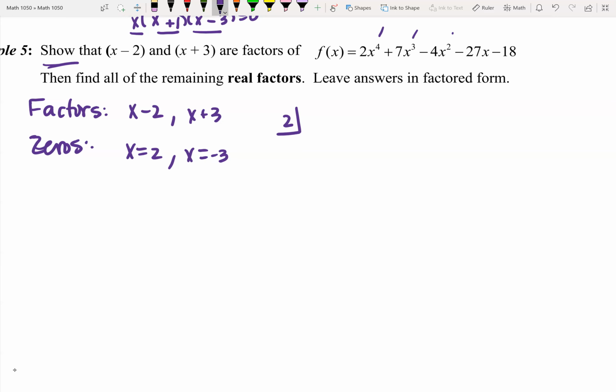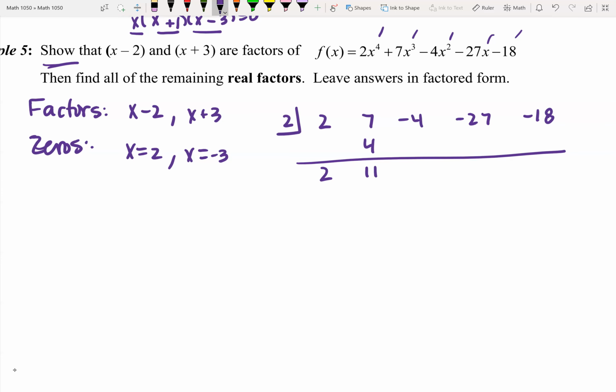Look at your exponents. 4, 3, 2, 1, constant. I'm good. So everybody go 2, 7, -4, -27, -18. 2 comes down. 2 times 2 is 4. 7 plus 4 is 11. Times 2 is 22. 22 subtract 4 is 18. 18 times 2 is 36. Combine those and I get a 9. 9 times 2 is 18. I know I'm doing this right. Okay, so I did the 2.